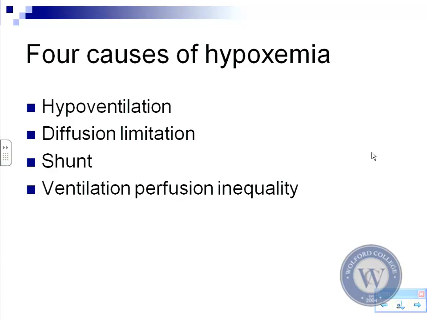Now there's 4 causes of hypoxemia. 3 of them are highly responsive to oxygen therapy, and 1 is not. The 3 that are responsive to oxygen therapy are hypoventilation, diffusion limitation, and VQ mismatch. And the one that's more resistant to oxygen therapy is shunt.